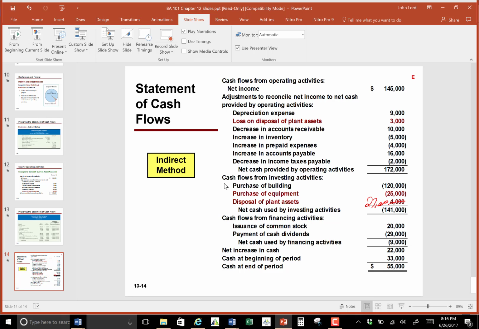For assets use the opposite direction. For liabilities use what? The same direction. For assets use opposite. For liabilities use what? Same. Okay? Now when you look at that, that's exactly what we did on the statement of cash flows.